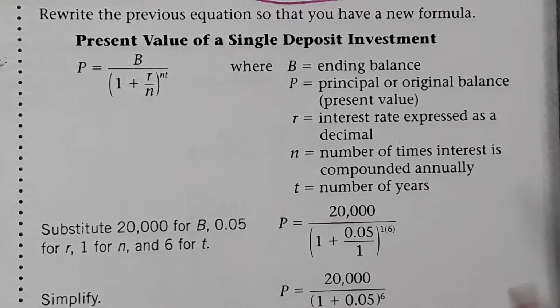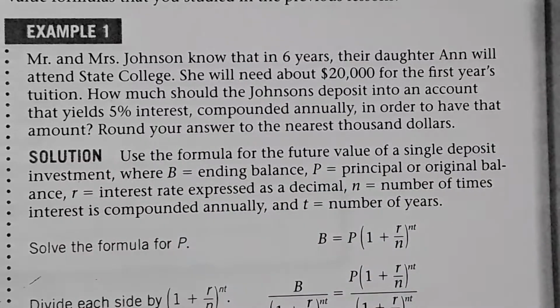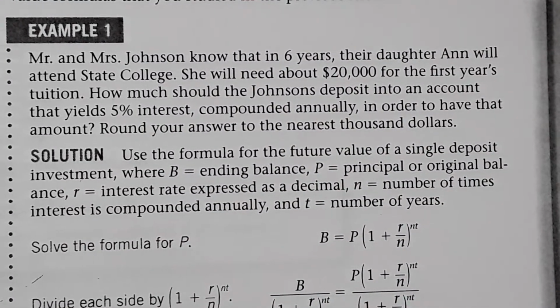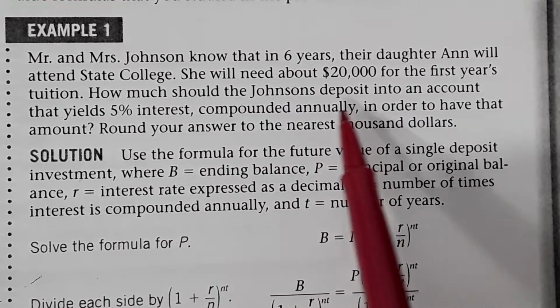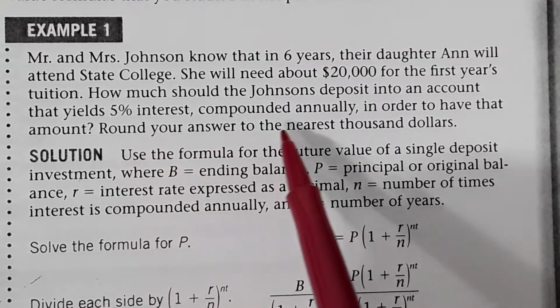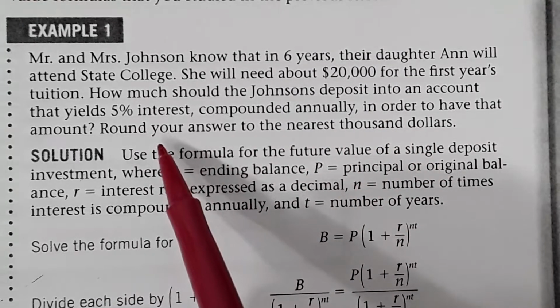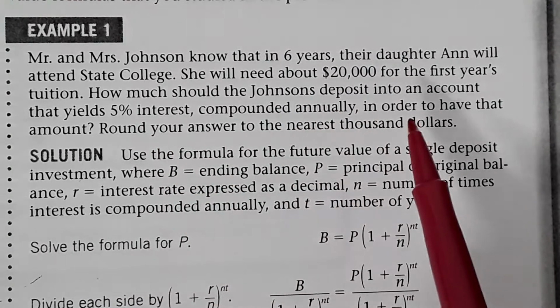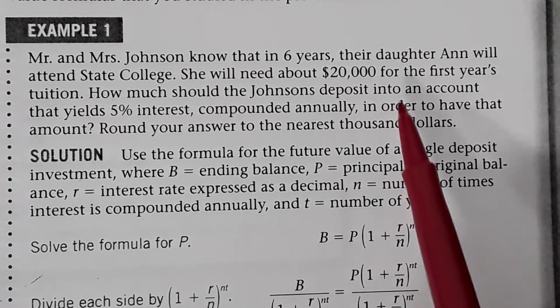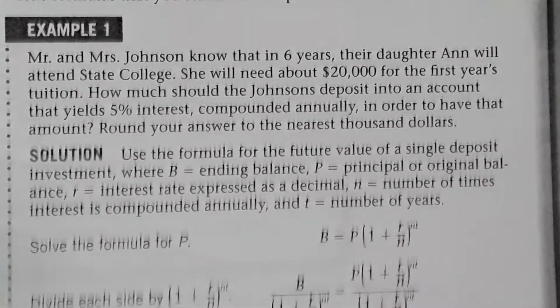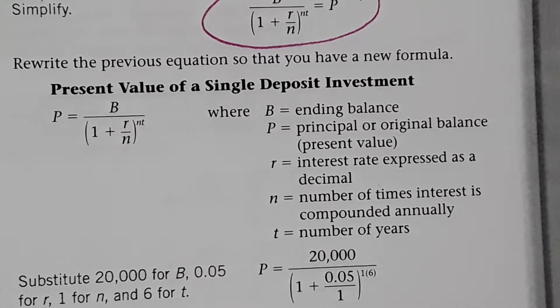So this problem says Mr. and Mrs. Johnson know that in 6 years their daughter Ann will attend state college. She's going to need $20,000 for the first year's tuition. How much should the Johnsons deposit into an account that yields 5% compounded annually in order to have that amount, in order to reach $20,000? So that is their goal, and the question is, how much do they need to put in now to get $20,000 in 6 years? Well, here's the formula.